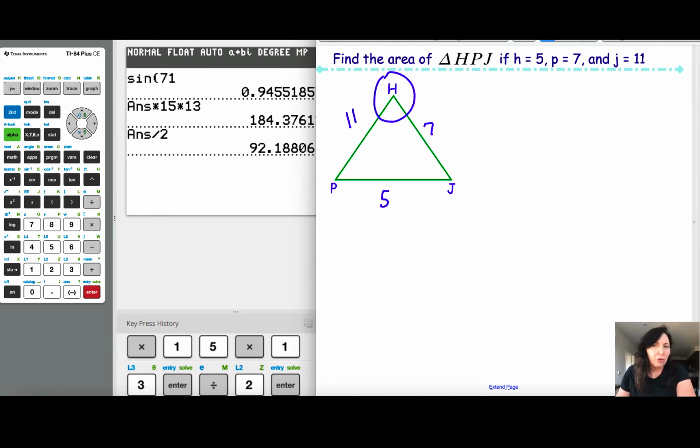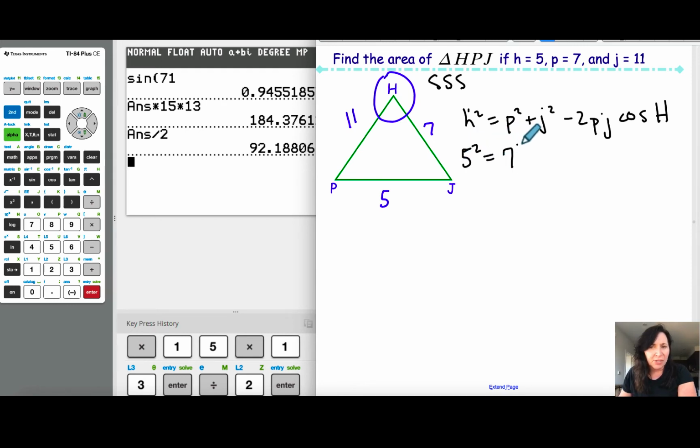And so therefore I'm going to use law of the cosines first because it's side, side, side. So in order for side, side, side, you have to use law of the cosines. So we're going to say H squared is equal to P squared plus J squared minus 2 times P times J, and then cosine of H. So now I'm going to plug in the numbers. So little h squared is 25. So I'm going to go 5 squared equals P squared, which is 7 squared, plus J squared, which is 11 squared, minus 2 times 7 times 11 times cosine of H.